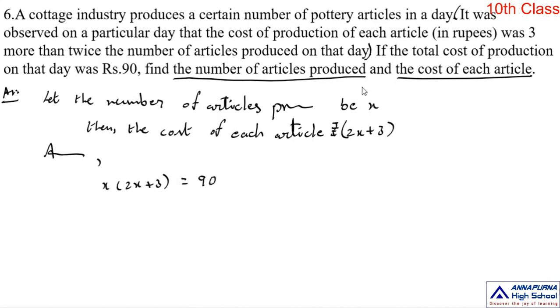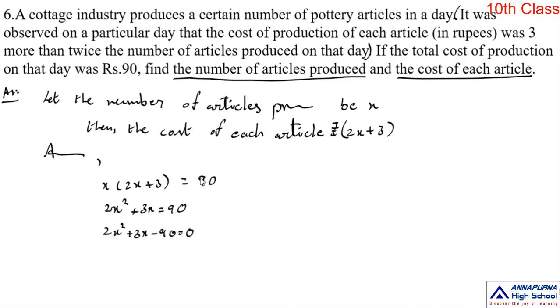The quantity is given. The total cost of production on that day was 90 rupees. So x into 2x plus 3 is equal to 90. Now simplify this equation. x into 2x, 2x square, plus x into 3, 3x, is equal to 90. So transpose this 90 to the left side: 2x square plus 3x minus 90 is equal to 0.